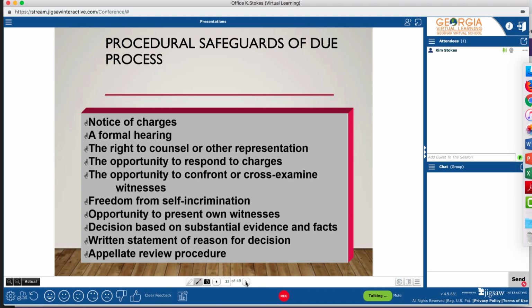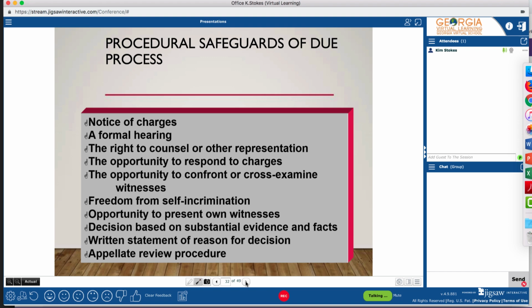You have the right to an attorney or some kind of legal representation. You have the right to the opportunity to respond to the charges, to confront or cross-examine witnesses. You have the freedom from self-incrimination. That's where the Fifth Amendment comes in. I plead the Fifth.